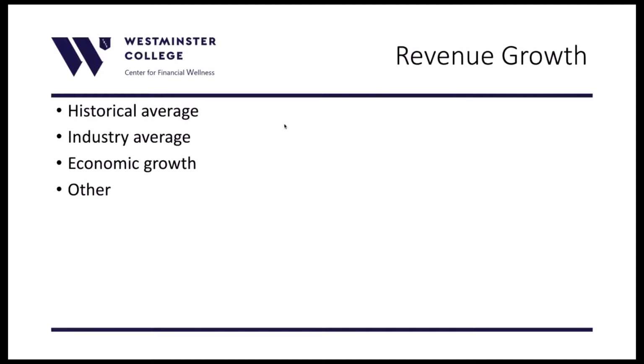So revenue growth can be historical average, industry average, economic growth, or other. So this could be you just have knowledge is what the other could be. History could be a 7-10 year average, 5-year average. Industry would be what your industry is. So if 5% growth is in your industry, then you would use 5% growth. And economic growth runs at about 2.5%, which is the growth of the economy.